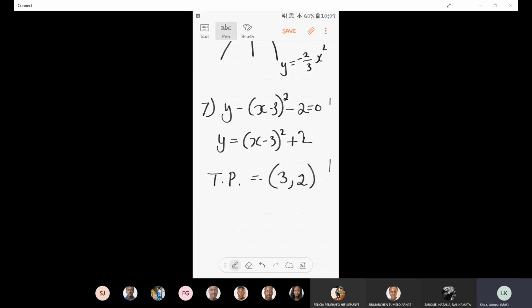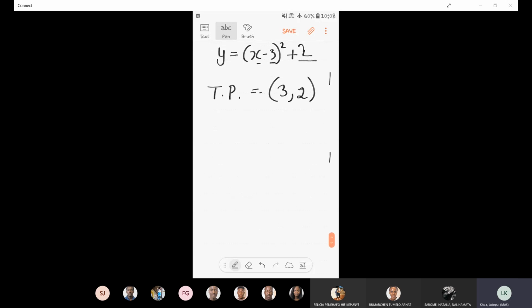So I read this, I solve this equation, x minus 3 is equal to 0. That means x is equal to 3. And then this 2 over here, because when I substitute x is equal to 3 there, I will get positive 2. So that is my turning point. Then my intercepts. We have x is equal to 0. So when x is equal to 0, I have y.